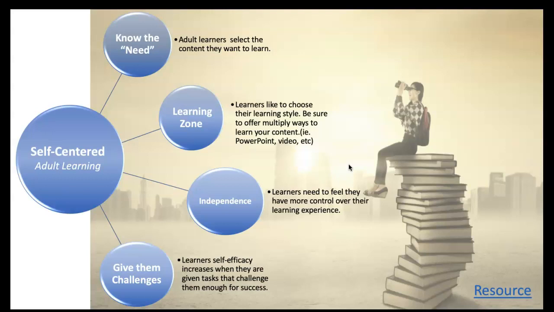Once the learners have an overview of what to expect, it is now important for the trainer to understand attribute number 2, which is self-centered or self-directed learning experience. Remember, remind the learners of the need for this new content, that they have independence and control over their learning style, and will be challenged to improve this new knowledge.